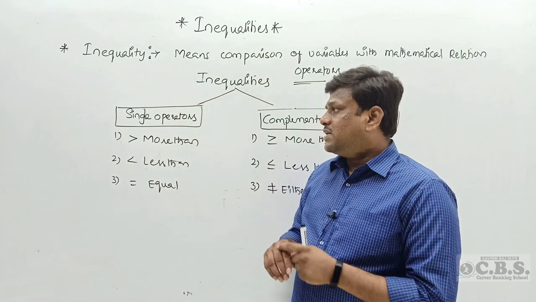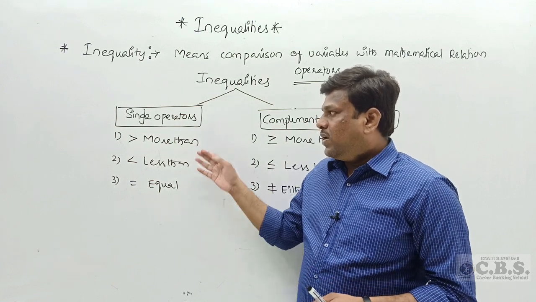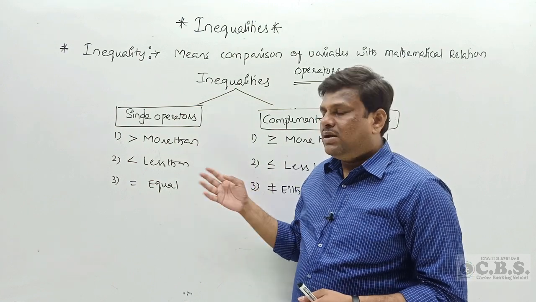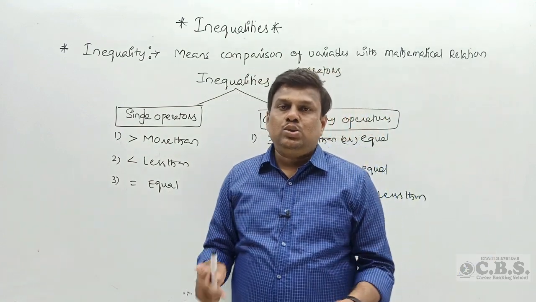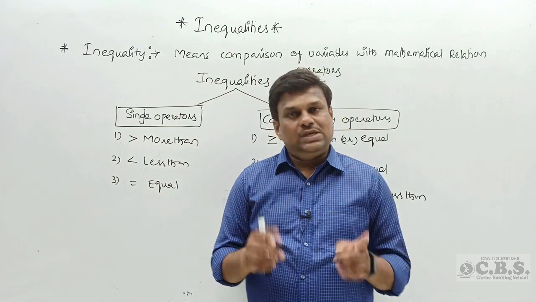Okay, so single operators, there are 3 single operators. One is more than, less than, and equal. These are the direct single operators. We have only one conclusion. Only one conclusion is nothing but single operators.